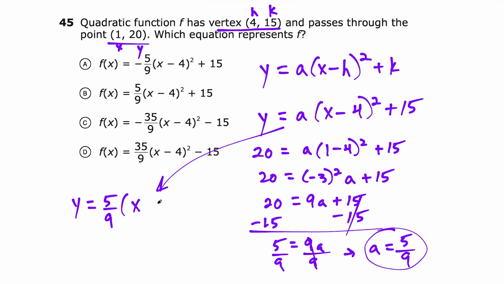And then we're multiplying by x minus 4 squared plus 15. Okay, so once again, we're just plugging in the a value here. That was the only term that's missing so that we could find our answer. And now we just scan the answer choices, and this is going to match up with choice B.